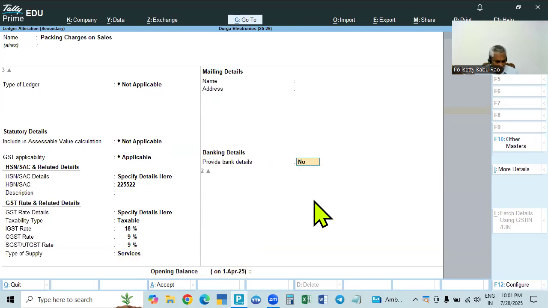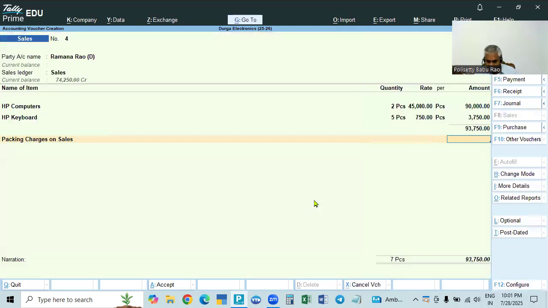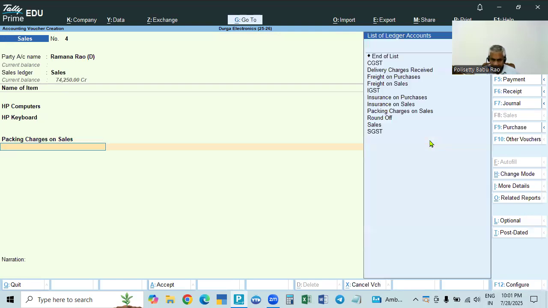So this is services we will take up, and we will do the same thing here. It will show the rate; if there is a percentage, we give it and it will calculate automatically. If you give, for example, 5%, it will calculate automatically. But we won't give 5%. We will give the previous example, 1,000 rupees.